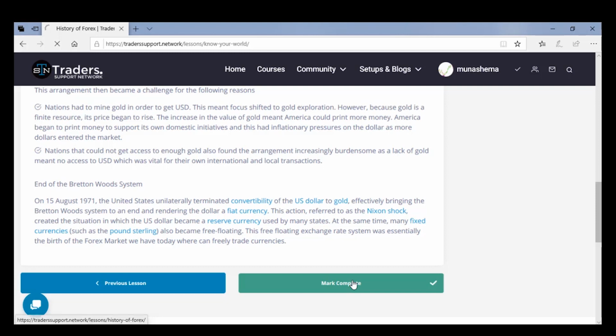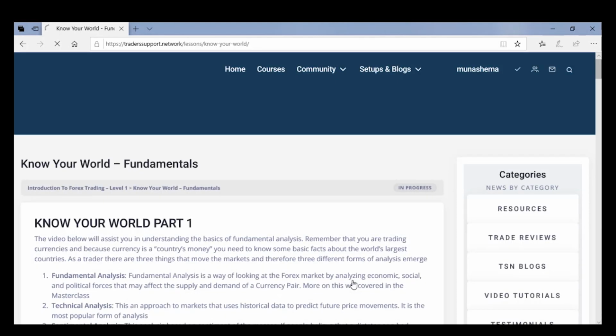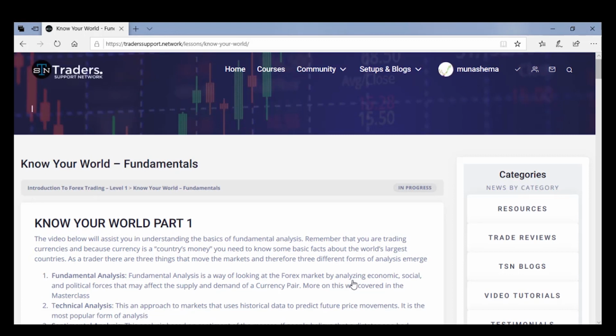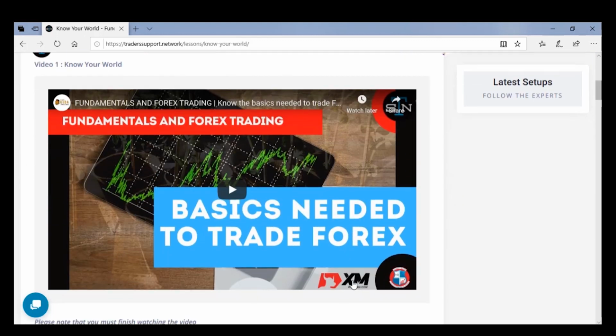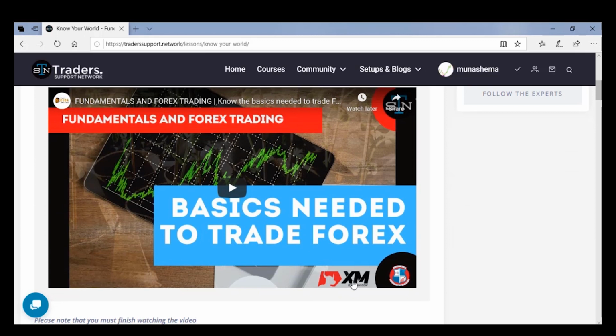Then you go to the next topic, which is know your world. Once again, there are some bullet points for you to read through, and then we also throw in a tutorial video. So can you see each and every single topic has its own tutorial video, and then you also get bullet points, and you also get lesson content that you have to go through and understand.